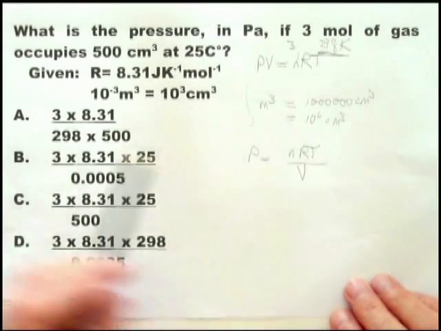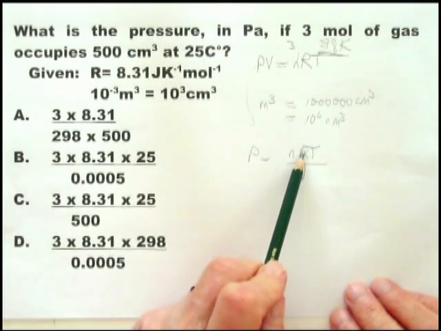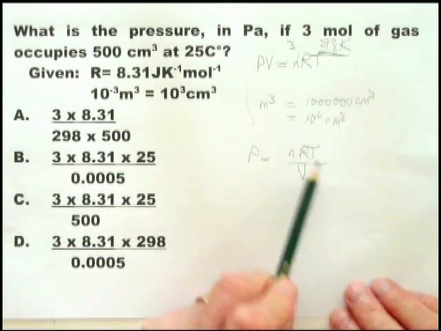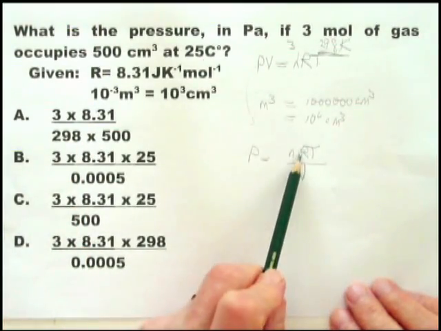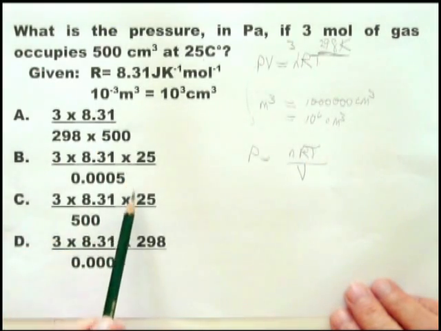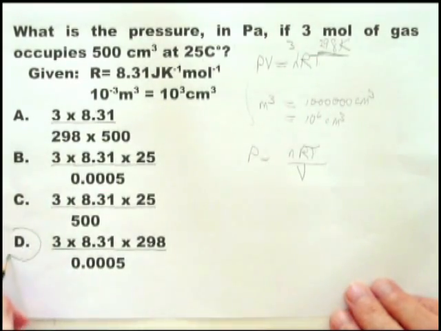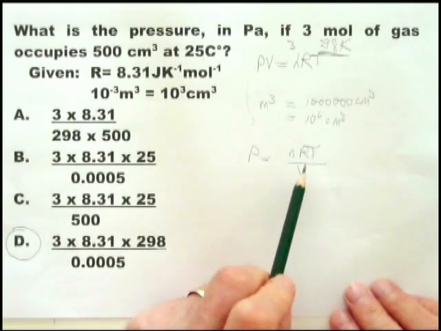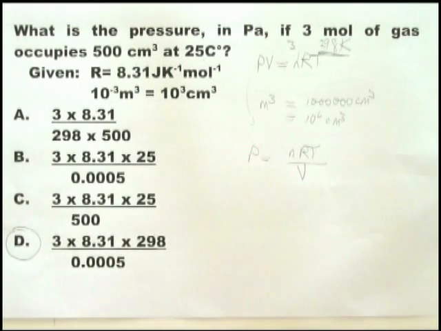Now, n is 3, 3, 3, fine, no problem there. R is on the top, 8.31, fine. Oh, that's fine. T. Now, T has to be on the top. Ignore that, ignore that. There it is. There's only one. It must be D. V is on the bottom, and there.